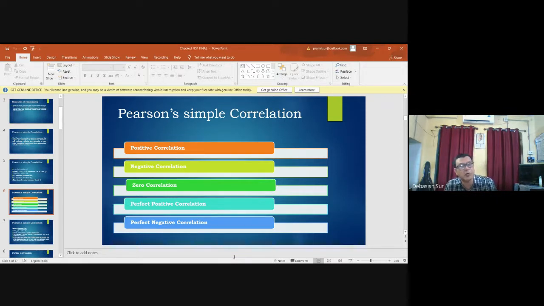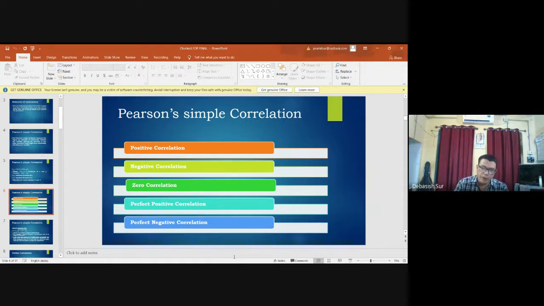Next one is negative correlation. If the values of x increase with the decrease in the value of y, that means if value of x tends to increase as the value of y decreases, or if the value of x tends to decrease as the value of y increases, that means if the values of the two variables move in the opposite direction, then the correlation is called negative correlation.